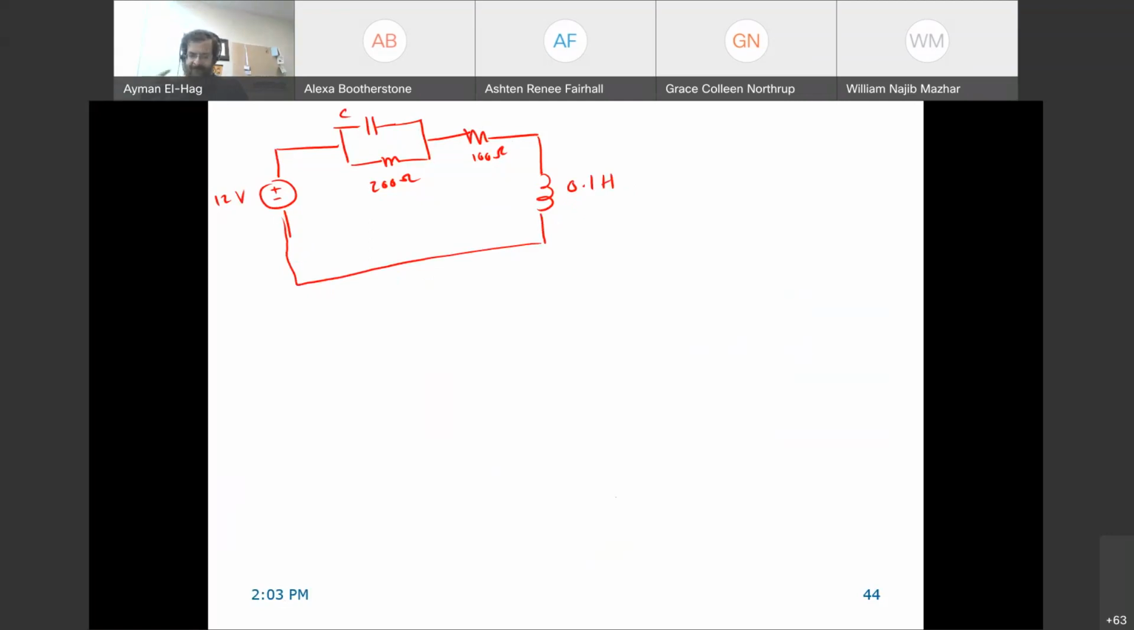Okay. So the question says, what is C? You need to find the value of C so that the energy stored in the capacitor is equal to the energy stored in the inductor. Go ahead. What is the value of C?